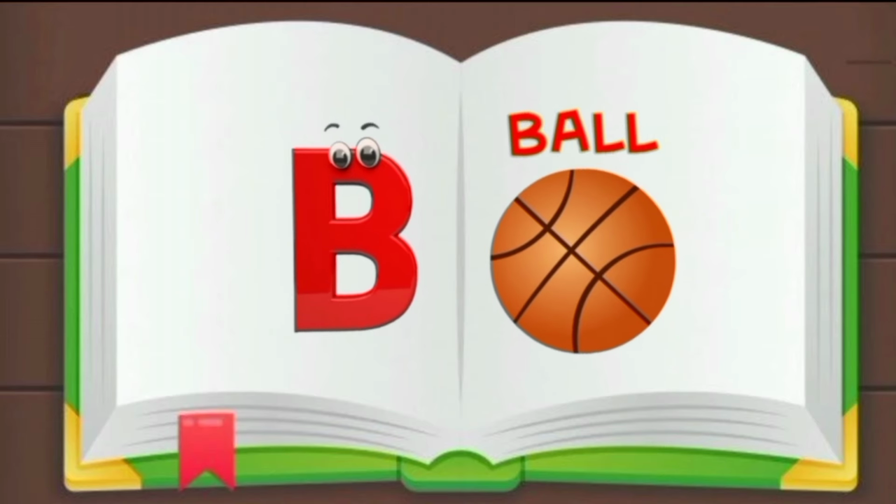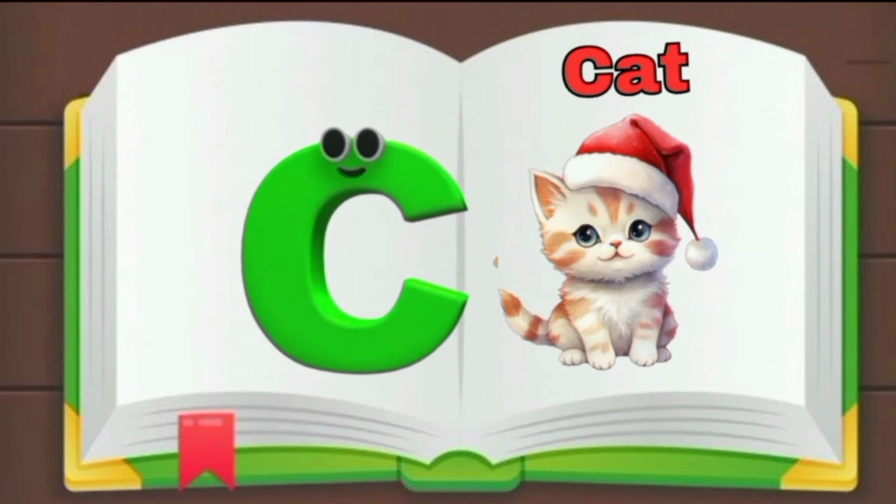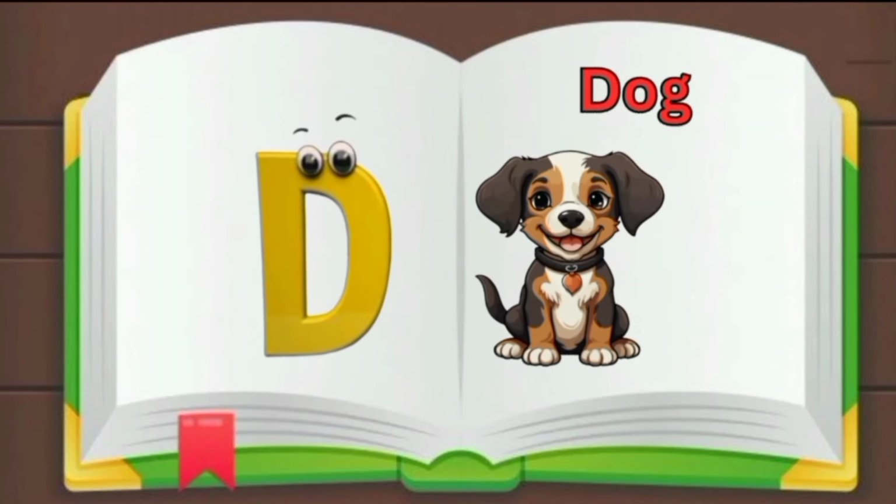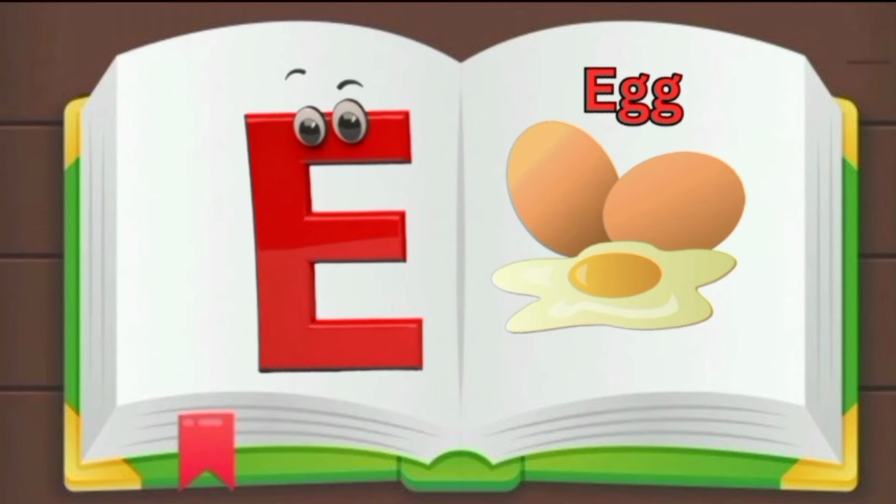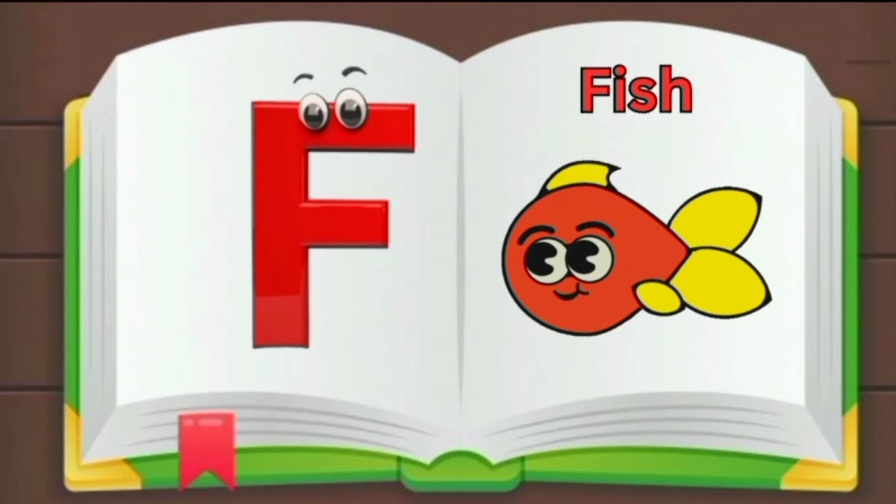B is for ball, bop, bop, ball. C is for cat, cat. D is for dog, d, d, dog. E is for egg, egg. F is for fish, f, fish.